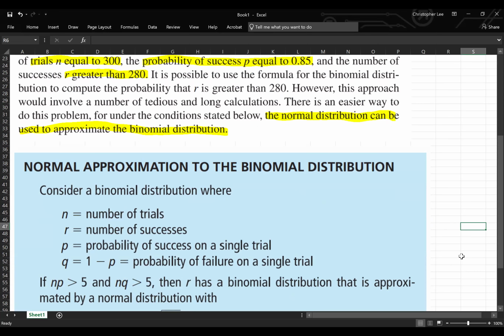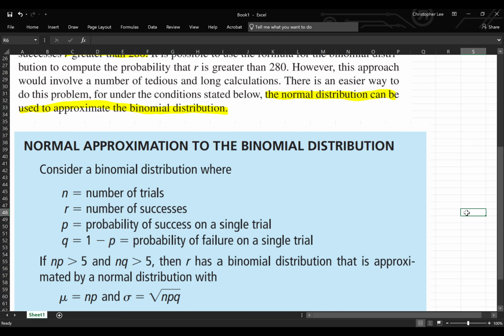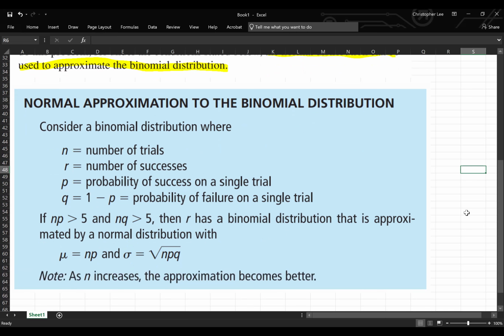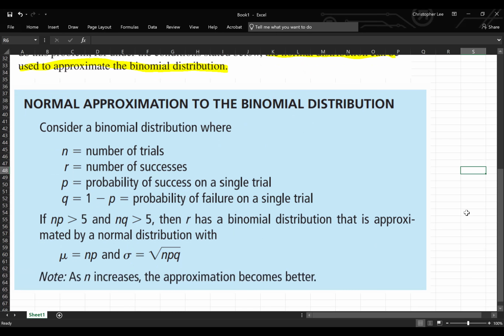If n times p is greater than 5, and n times q is greater than 5, then r has a binomial distribution that is approximated by a normal distribution, with mu equal to n times p and sigma equal to the square root of n times p times q. Note, as n increases, the approximation becomes better.